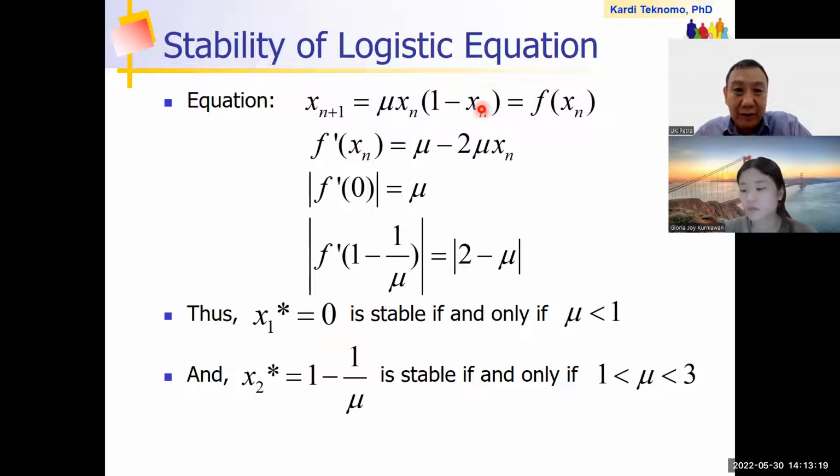And these are the stability. So this is the equation, and you get the first derivative. Because we know x1 is always 0, it is stable if and only if mu is less than 1. And then the second equilibrium is stable if and only if mu is between 1 and 3. That is why I tried a while ago: less than 1, between 1 and 3, and then larger than 3.